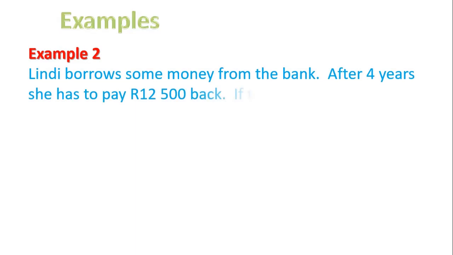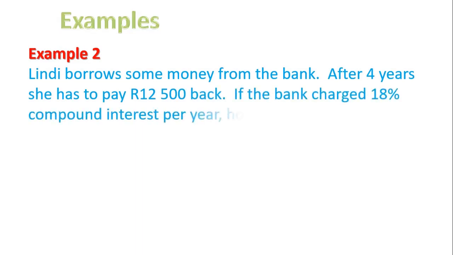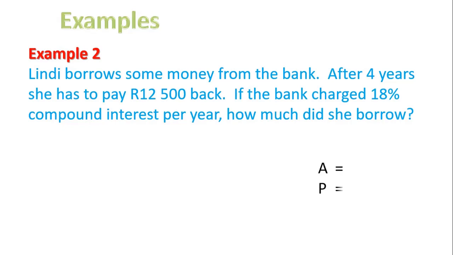Example 2. Lindy borrows some money from the bank. After 4 years, she has to pay 12,500 Rand back. If the bank charges 18% compound interest per year, how much did she borrow? Again, our setout or our layout is always the same. We write down our 4 letters, A, P, i, and n. And now we go searching for 3 of the 4 values.